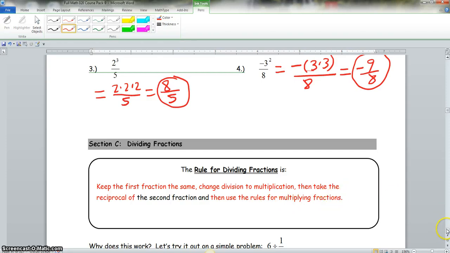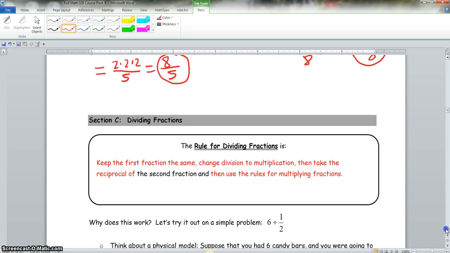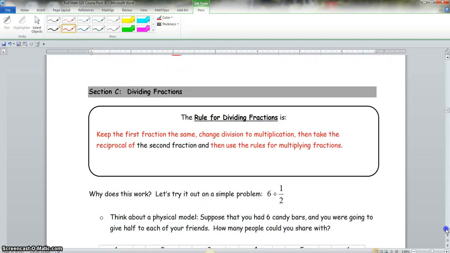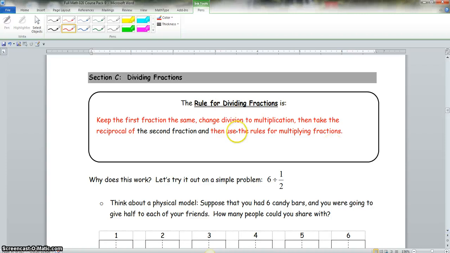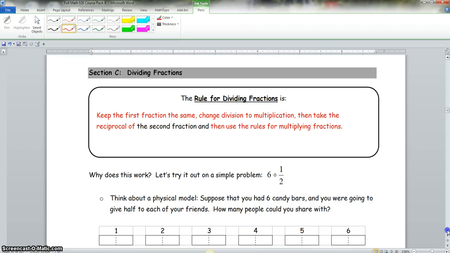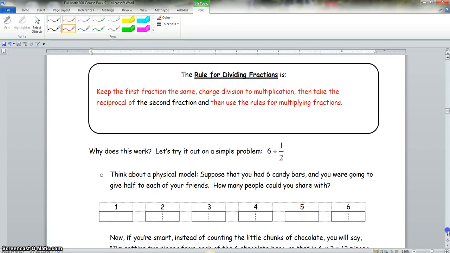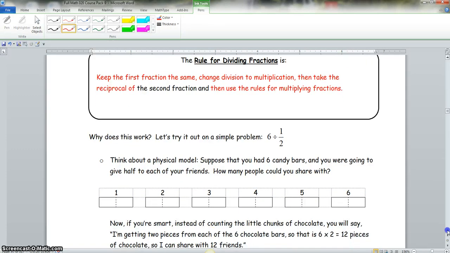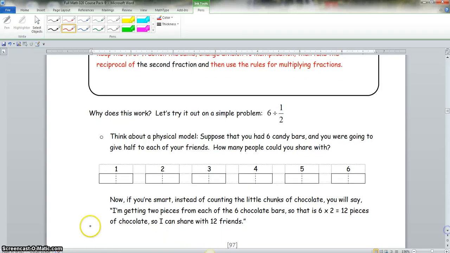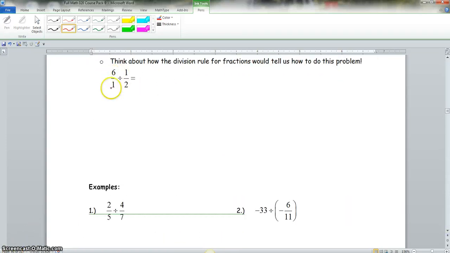Okay, now I know in the space that was provided for you, you may not have enough room to write all of this, so you may want to write it below it or off to the side. But I needed to add all of this. This is the steps for dividing fractions. So what we're going to do is skip down to the next page, and we will take 6 over 1 divided by 1/2.